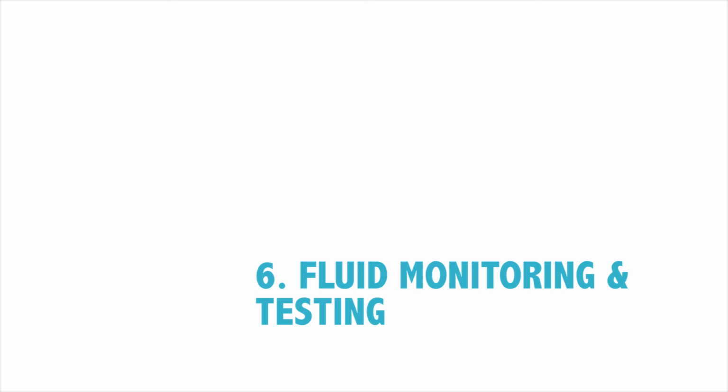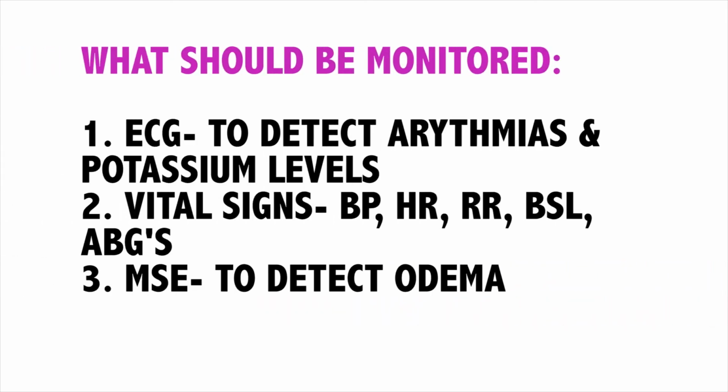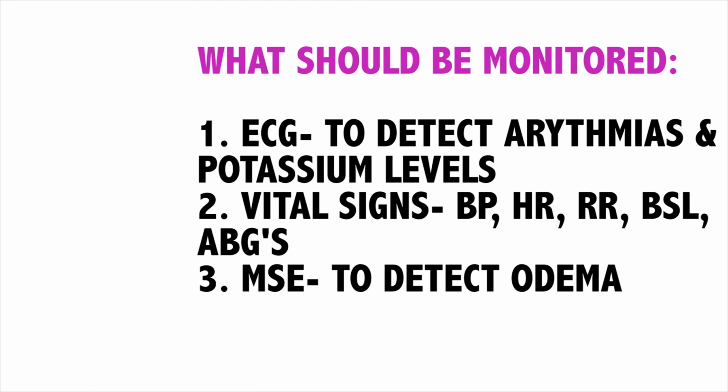As an initial step, the nurse should conduct and monitor an ECG to detect any arrhythmias that could indicate abnormal potassium levels. Vital signs including blood pressure, heart rate, respiratory rate, arterial blood gases, and a mental status examination are to be assessed and documented every hour, as changes in neurological status can indicate cerebral edema.